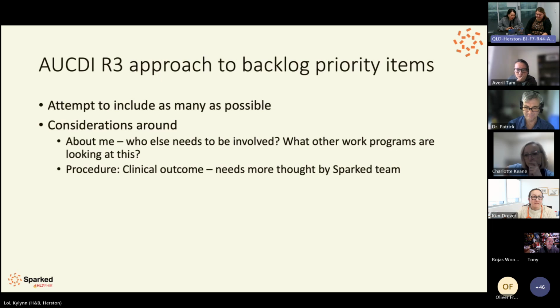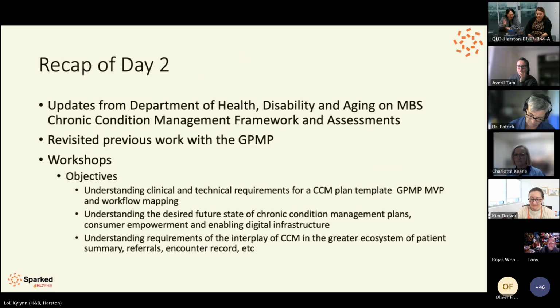There are 2 things though that we do need a little bit more thought around, so we won't be presenting a proposal at this meeting, but we will endeavour to get it into R3. That is about me, because we want to make sure we involve the right people and see what other work programs are happening, what they are looking at, and making sure we align. And in terms of procedure, clinical outcome, we do need a little bit more thought there. So we will get back to you at one of the future meetings.